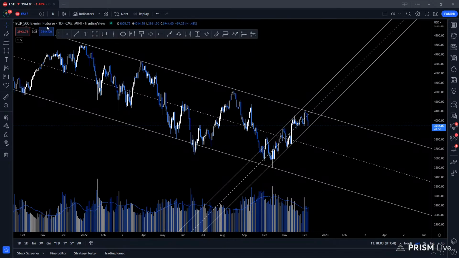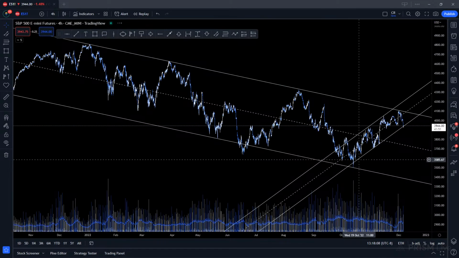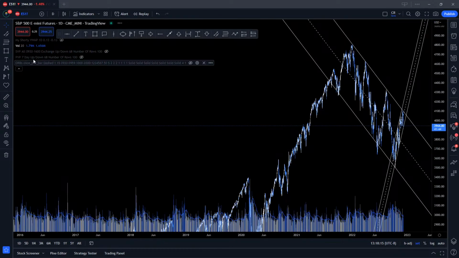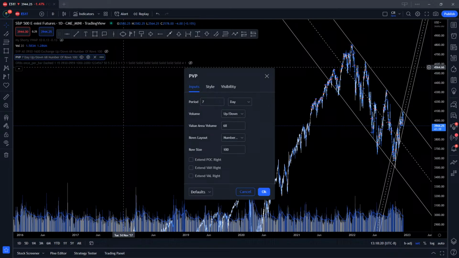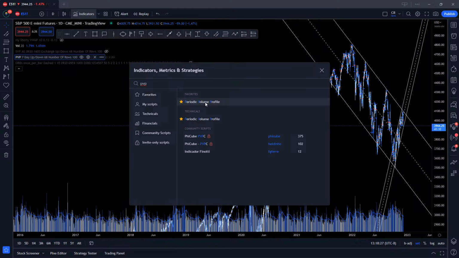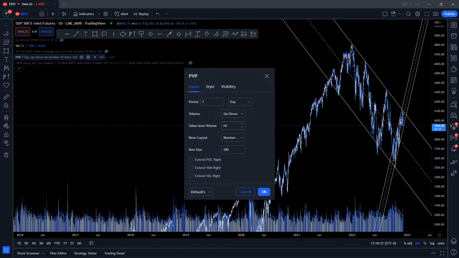So from here, I always just drop down to 4-hour charts, and I'll start looking at my volume profiles on 4-hour. Actually, sorry, let me go back. Daily chart. I'm going to look at my PVP. If you don't know how to find this, you can just type in PVP and you'll see periodic volume profile. The settings that we use: value area volume 68%, row size is 100%.